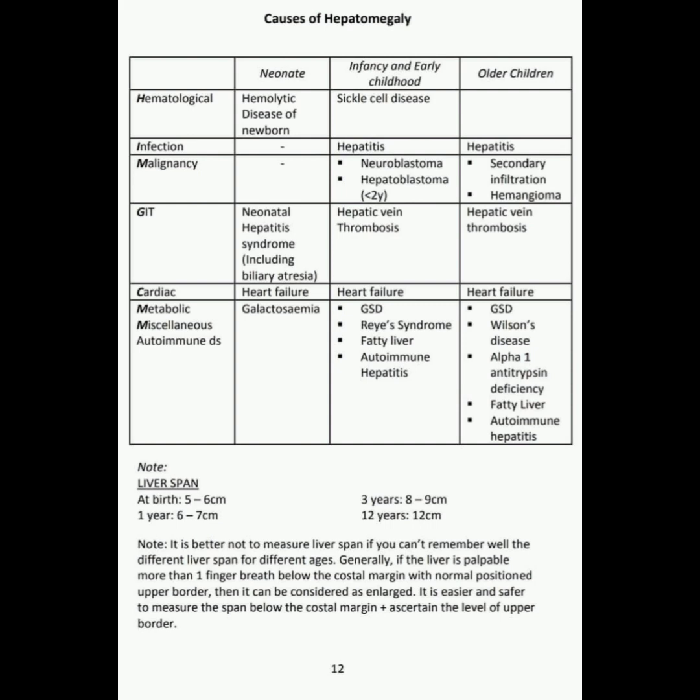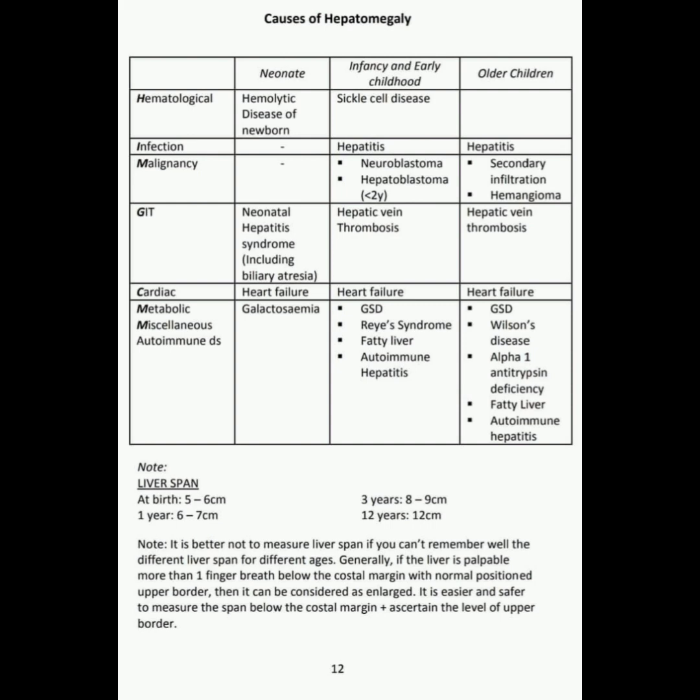So first, causes of hepatomegaly according to age: neonate, infancy and early childhood, and older children. When we find hepatomegaly in a neonate, the causes are: number 1, hemolytic disease of the newborn; number 2, neonatal hepatitis syndrome including biliary atresia; number 3, heart failure; and number 4, galactosemia we think.